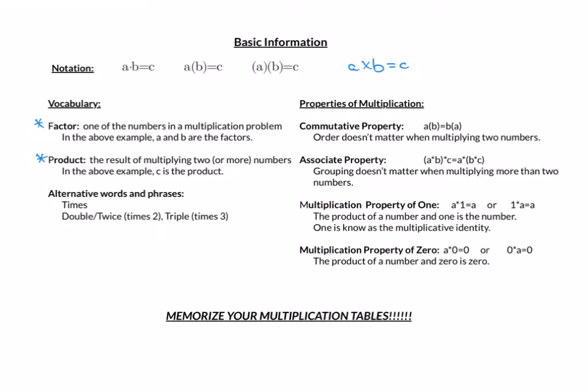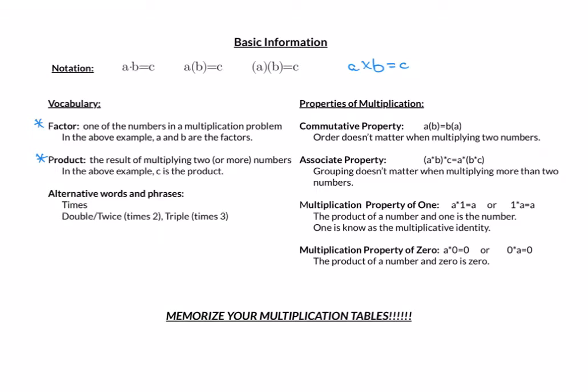We also have the associative property. The associative property says that grouping doesn't matter when multiplying more than two numbers together. So these are similar to our properties that we saw with addition. Grouping doesn't matter, order doesn't matter, you can multiply these however you want.